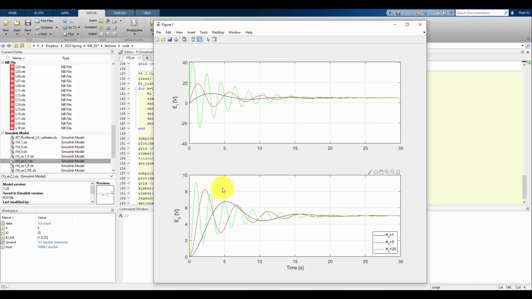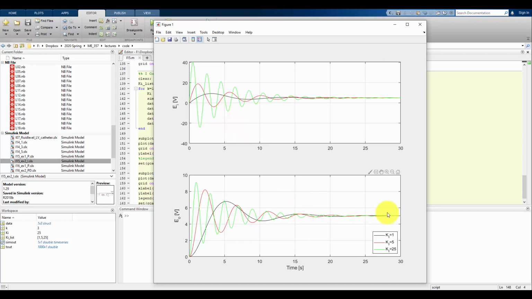So if we want a quick response, it is getting quicker, however, at the cost of a higher overshoot. And we also see that the other cost is the higher peak input voltage that it's going to take between the 1, the 5, and the 25 gain. And that trend, if we saw anything in between the 1 and the 25, it's going to still hold true.